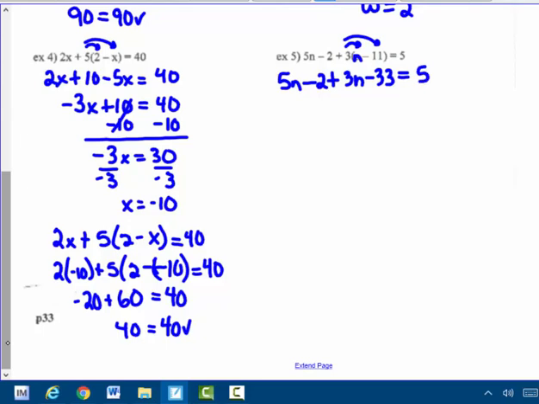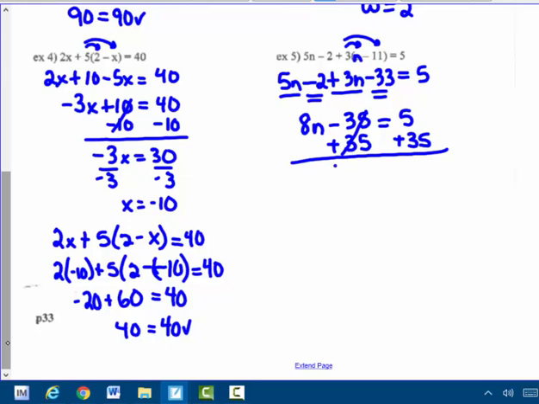Oh, lots of like terms here. We got 5n plus 3n, 8n, negative 2 and negative 33 is negative 35. And that does equal 5 over there on the right. So I'm going to add 35, right? Inverse of subtracting is adding. Cancel. I get 8n equals 40. I'm going to divide by 8 on both sides and cancel. n equals 5. So n equals 5.